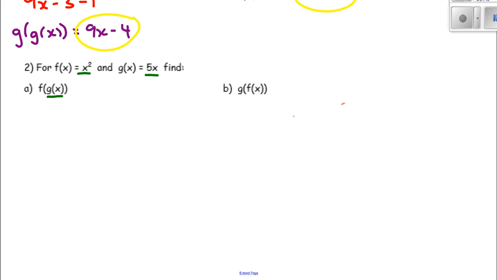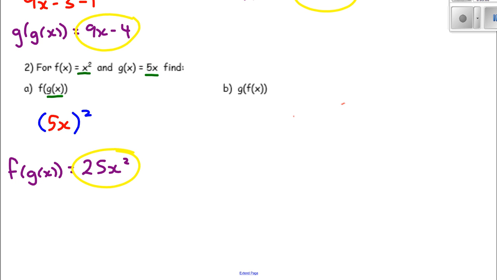So we need to sub g of x into f of x. f of x is x squared. So open up the brackets, put in g of x, which is 5x, close it up and square it. It's easy enough to do. So therefore f of g of x equals 5x times 5x, which is 25x squared.